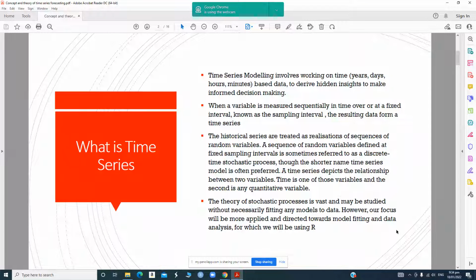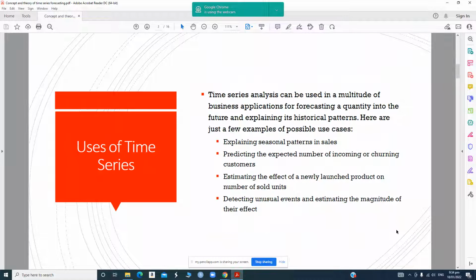The theory could actually be studied without necessarily fitting any model, but the focus of this training will be more applied and directed towards model fitting and analysis of time series with the use of R software. But before moving to the analysis, let's quickly look at a few other things.